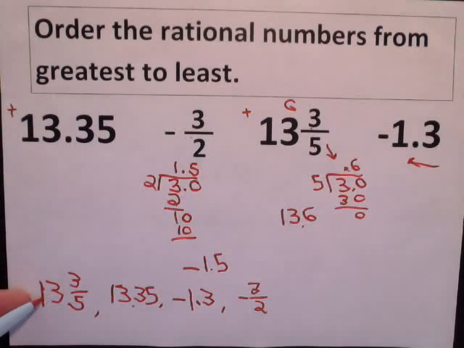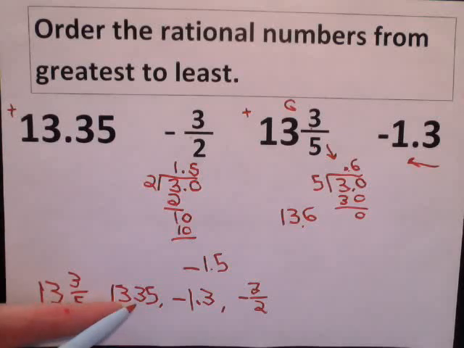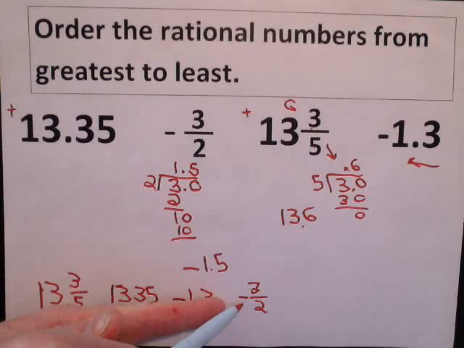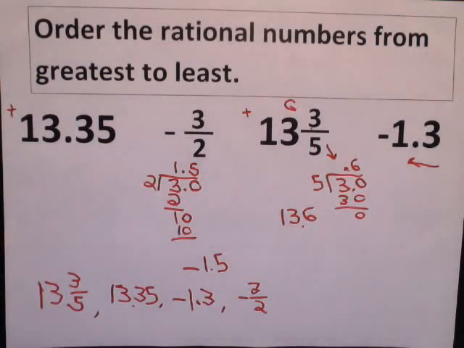You would have positive 13 and 3/5, positive 13 and 35/100, negative 1 and 3/10, negative 3/2. Alright, hopefully this video has helped you figure out how you can order rational numbers.